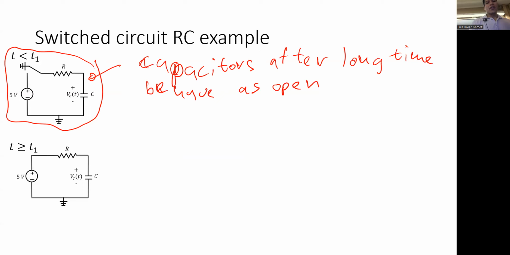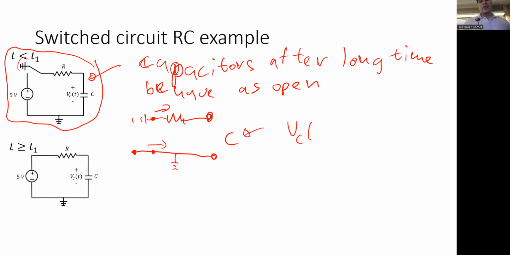So after a very long time, if you're in this state, this will look like a resistor connected to an open circuit. In this particular case, what is the voltage drop across the capacitor? The voltage across the capacitor is zero because this terminal is grounded and there's no current flowing through here because this is an open circuit. So we have that VC at T1, right before the switch changes, is equal to zero. Is it clear to everyone why that would be zero? Okay, so now we have our initial condition, which is that at time T1 minus, the voltage across the capacitor is zero.